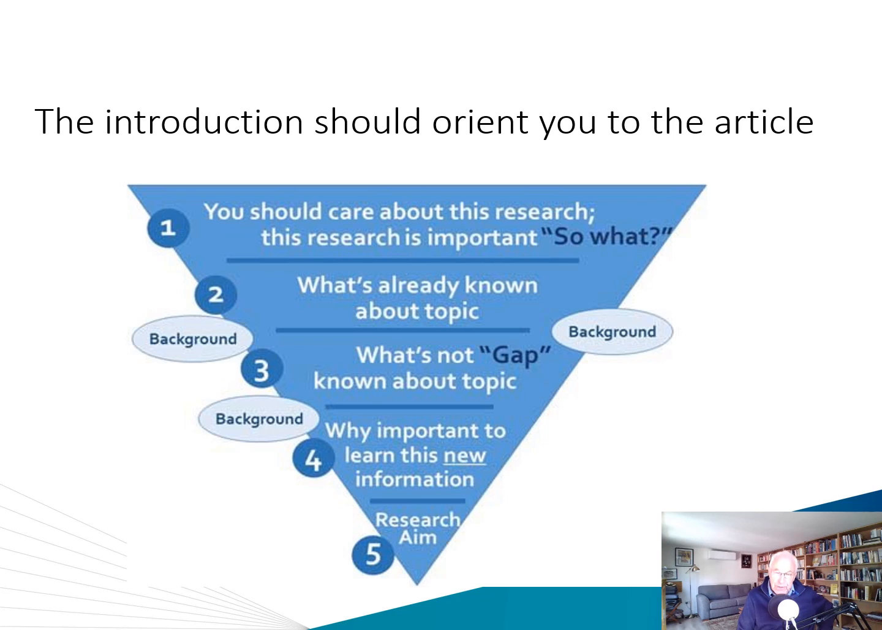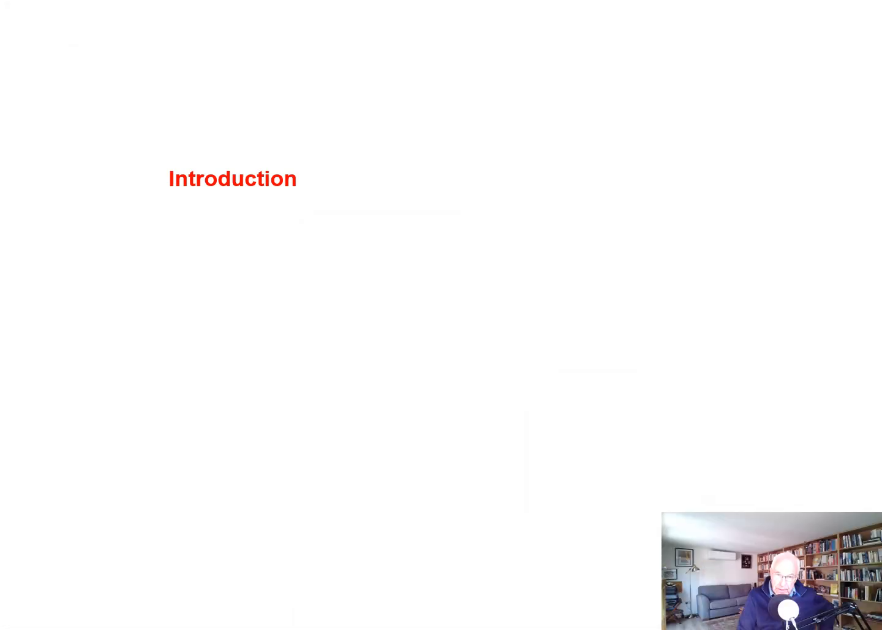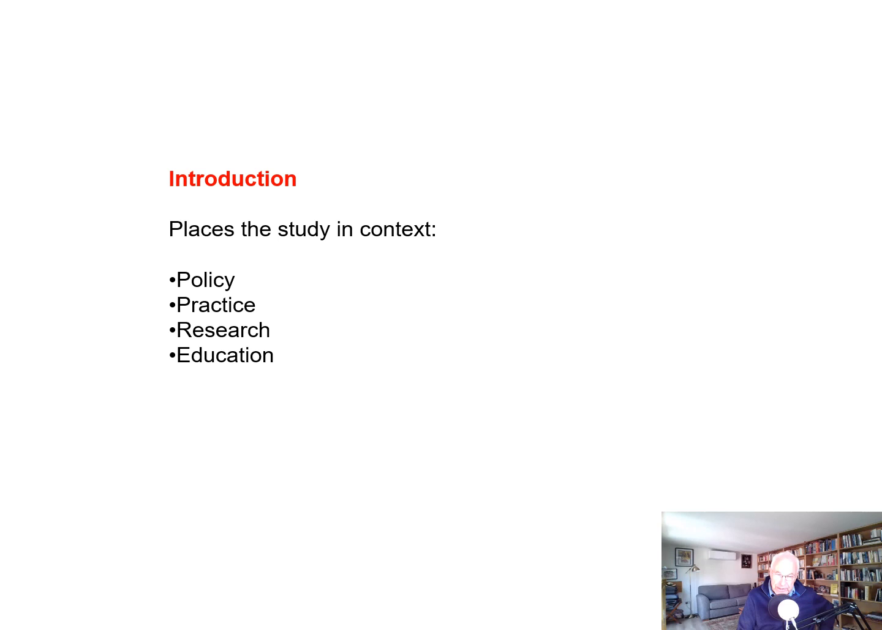So it's quite useful to structure an introduction or indeed an introduction and background with these 5 points. Now only point 1 is strictly speaking introduction. The rest are the background. And sometimes these are given separate headings, and it's always best to do that. So the introduction should place the study in context. Perhaps that's policy, practice, research, or education. We're lucky in nursing that we can often find one of those into which our article falls.